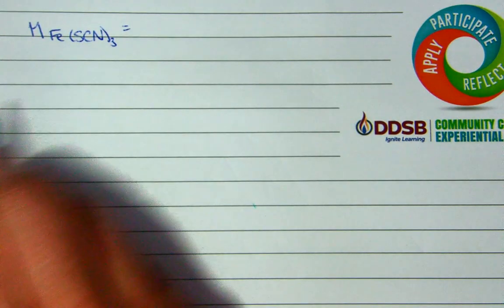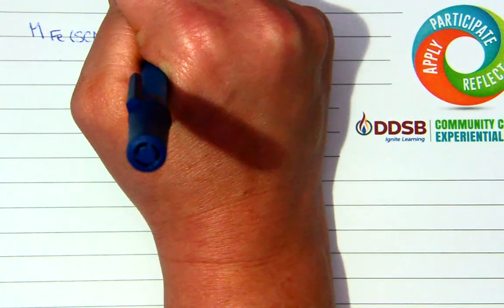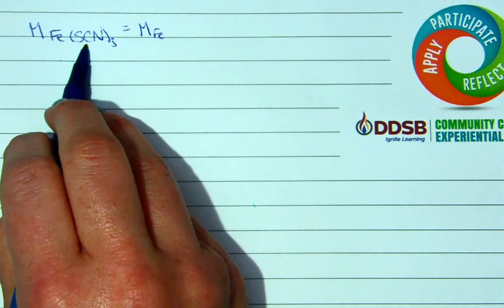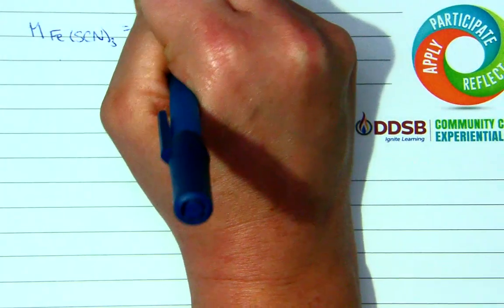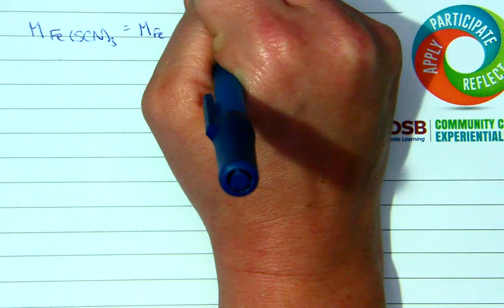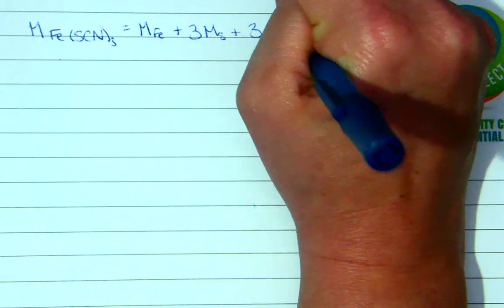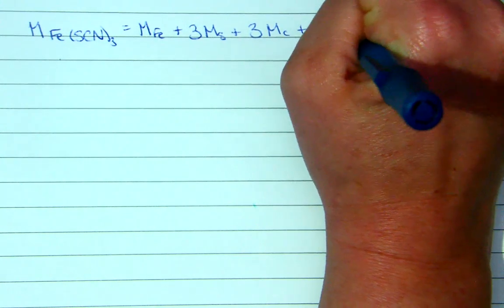If you need a hint to start, we see that we're going to find the molar mass of 1 atom of iron. Then we have 3 sulfur, 3 carbon, and 3 nitrogen. So plus 3 times the molar mass of sulfur, plus 3 times the molar mass of carbon, plus 3 times the molar mass of nitrogen.